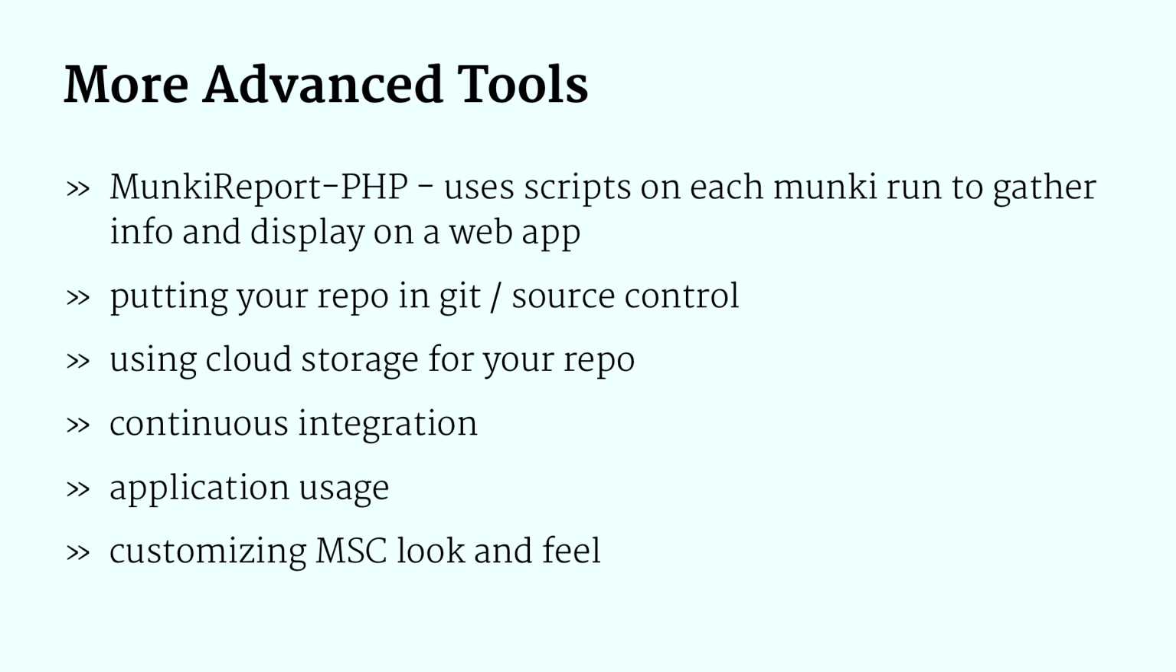Putting your repo in Git or source control: any programmer friends out there who have used Git before, Munki works really well on that because you get to have a rewind button. But Git has a very steep learning curve sometimes, especially if you've never used it before. So that's another thing you can think about. Using cloud storage for your repo: let's say you're one of the companies who just uses software as a service. You really don't have an internal footprint. Well, you can use object storage from Google or S3 from Amazon to host all your packages and your catalogs and your manifests and all that stuff.